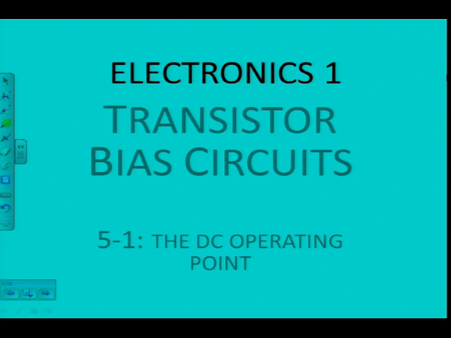Okay, we've seen in the previous chapter that we can use the transistor either as a switch or for amplification. In this chapter, we're going to look at transistor biasing circuits, where we're going to use the transistor as an amplifier. Section 5.1, firstly, the DC operating point.